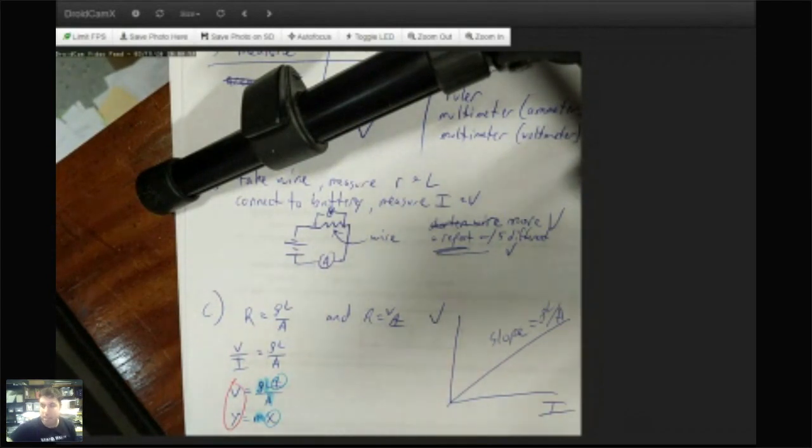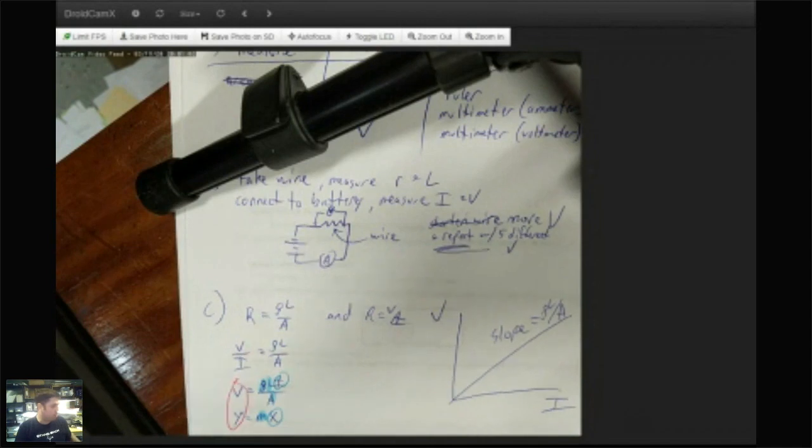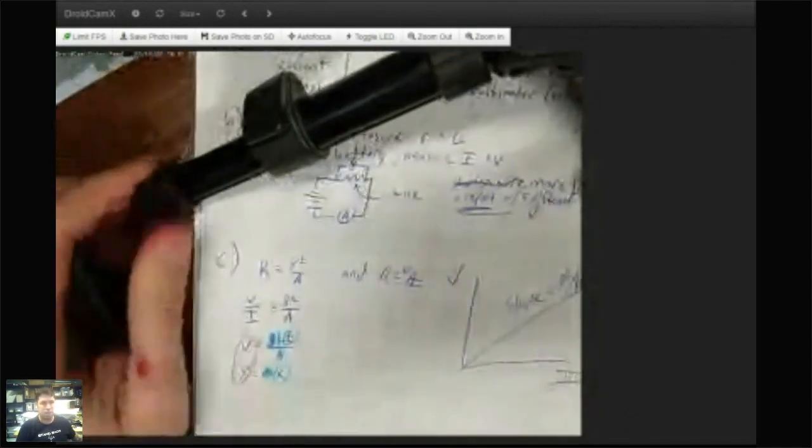And on the AP, they would love to see the words graph or plot in the answer, because if you're doing multiple trials, typically they're going to want to see multiple graphs and stuff like that.